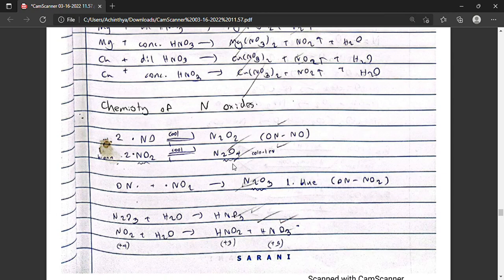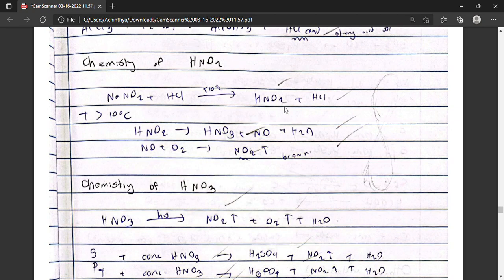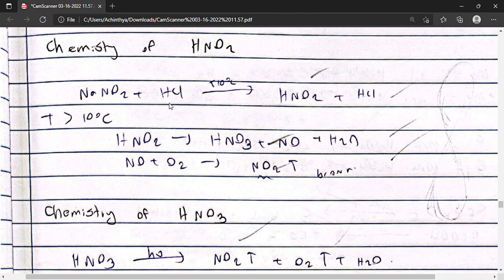Let's talk about the chemistry of nitrogen, specifically that of its oxoacids and its oxides. Well, this is nitrous acid. It's very difficult to form because it can easily dissociate. The only way of forming it is by adding sodium nitrite to hydrochloric acid under 10 Celsius, and then we will get nitrous acid alongside hydrochloric acid.